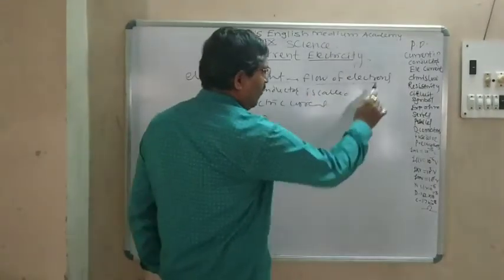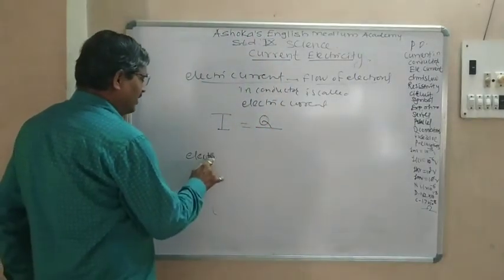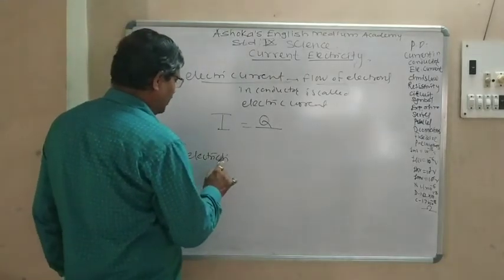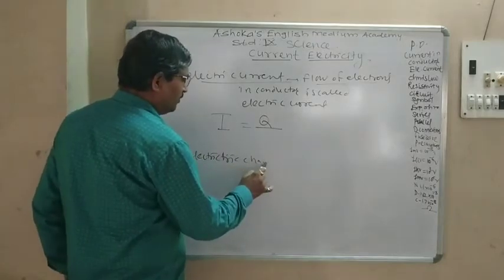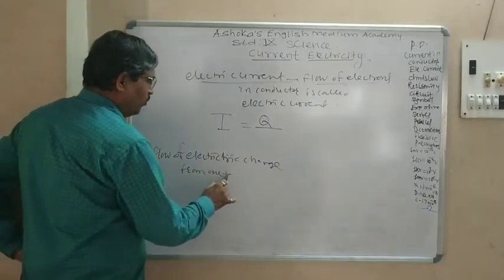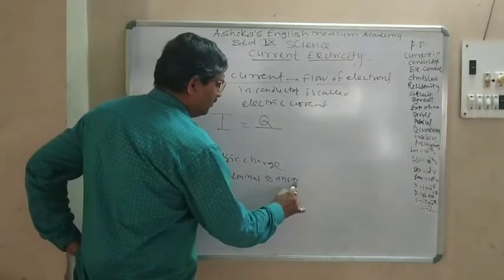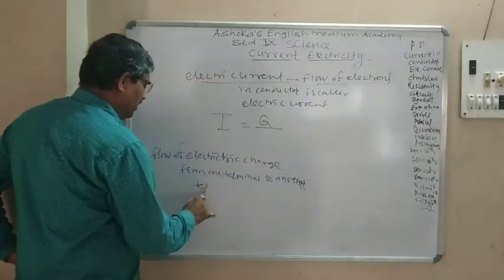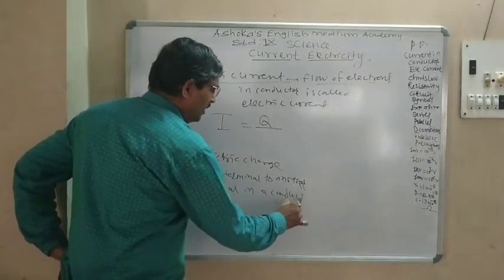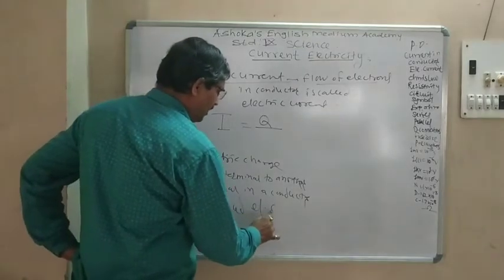Here I wrote flow of electrons. You can write flow of electric charge from one terminal to another terminal in a conductor is called electric current.